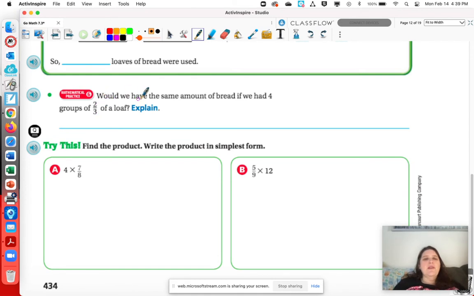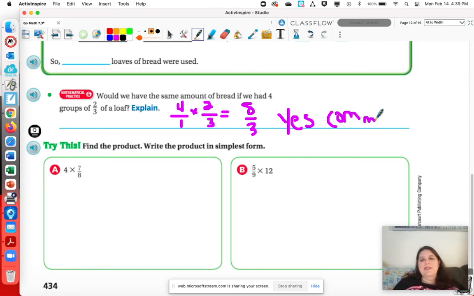So question down here, would we have the same amount of bread if we have 4 groups of 2/3 of a loaf? Well, let's try it. 4 times 2/3. Now remember, I like to just put this over 1, then multiply straight across: 8/3. Isn't that what we got up there? Yes, so this would be a yes. And the reason why it doesn't matter is because of commutative property, that flip-flop of those factors. As I draw out here with my mouse, commutative property.